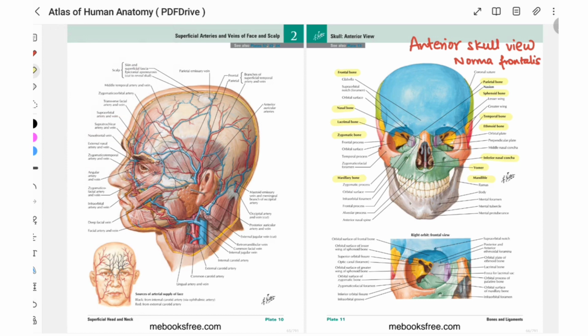This is your frontal bone. After that, this is your nasal bone. This is your lacrimal bone. First see the diagrams grossly.